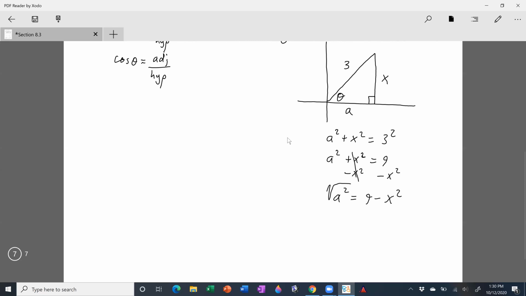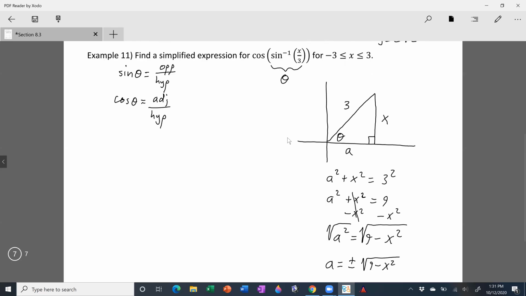Then we take the square root of both sides, making sure it's the entire side, and we get a equals plus or minus the square root of 9 minus x squared. Don't take the square root of each of those pieces separately, because you've got subtraction in between. Remember that when you're taking the square root of both sides, it does have to be plus or minus.